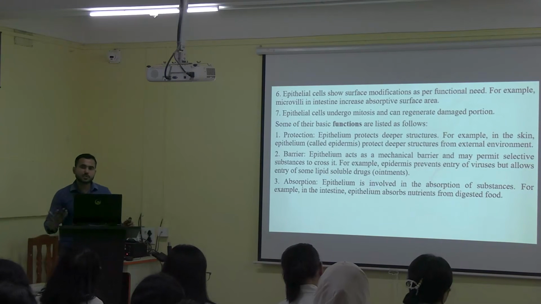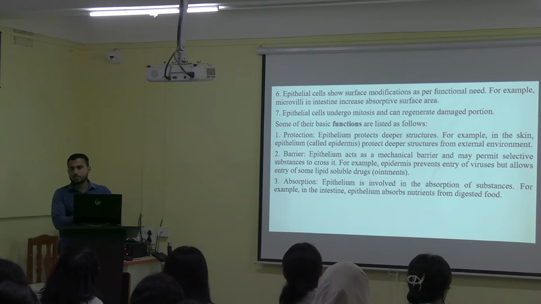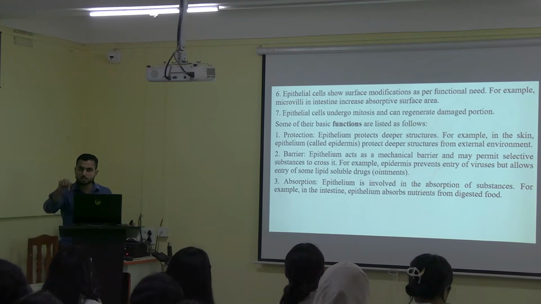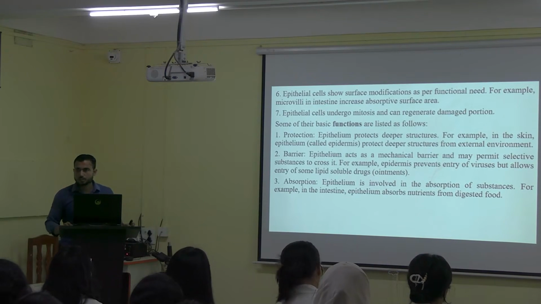So how does it provide protection? Take the example of skin. Okay, in skin also we are getting the epithelial tissue. Okay, so that is protecting other organs or other structures which are situated deep to the skin.